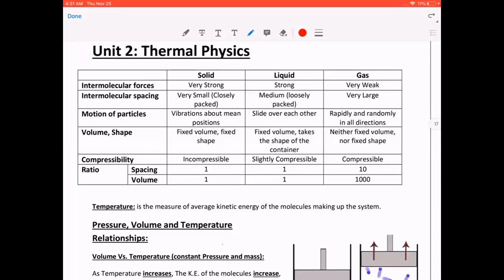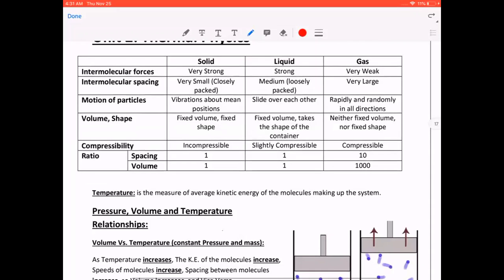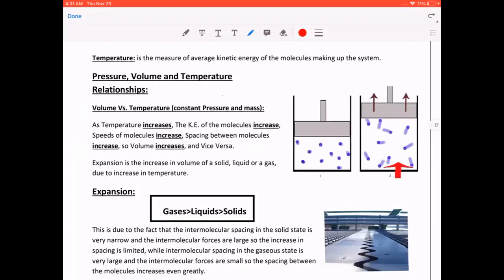Now moving on to the next part, which is the temperature. The temperature is the measure of the average kinetic energy of the molecules. So there is a relation between the kinetic energy and the temperature. Whenever the kinetic energies of the molecules increase, it means that the temperature will increase.